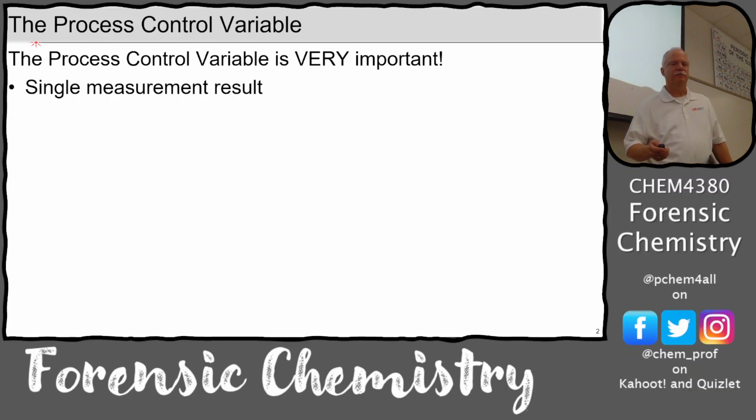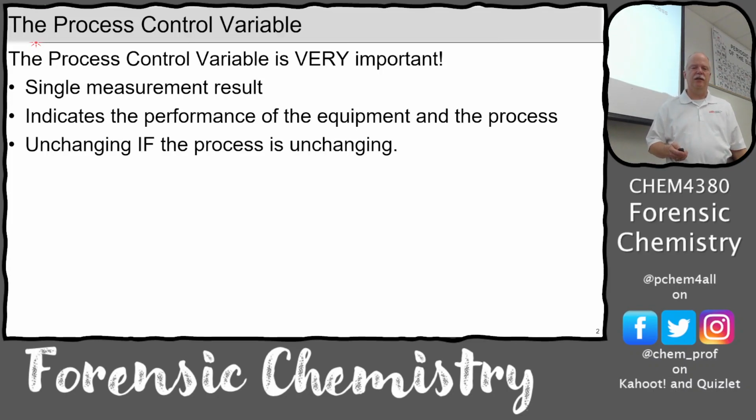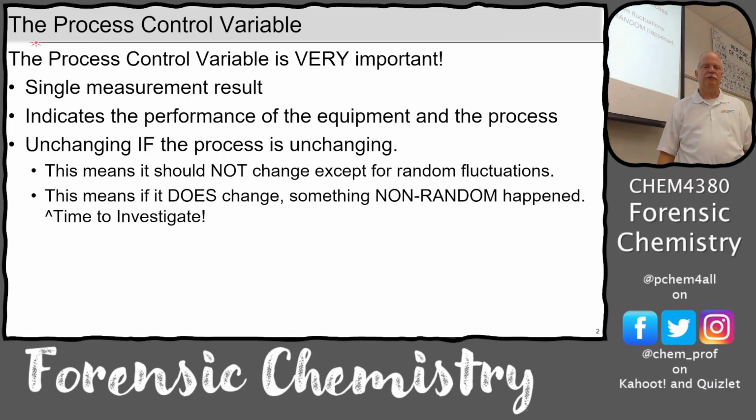Now for you guys, I'll just let you pick a variable like the temperature or a stock or something like that, mainly so you can get practice with the control charting. Okay, so this variable indicates the performance of the equipment and the process, ideally. And if the process is unchanging, the variable should be unchanging. That's the real important point. This should have a slope of 0 over time. It should bounce all around, but the slope should be 0. And so it should only change when there are random fluctuations.